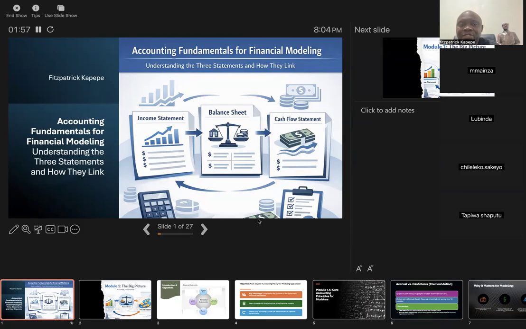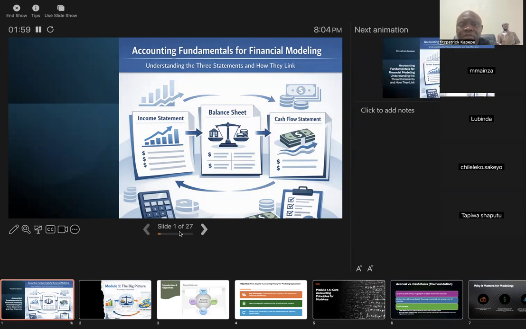So we'll start with accounting fundamentals for financial modeling, understanding the three statements and how they link. These three statements: you have the income statement, you have the balance sheet, and the cash flow statement.